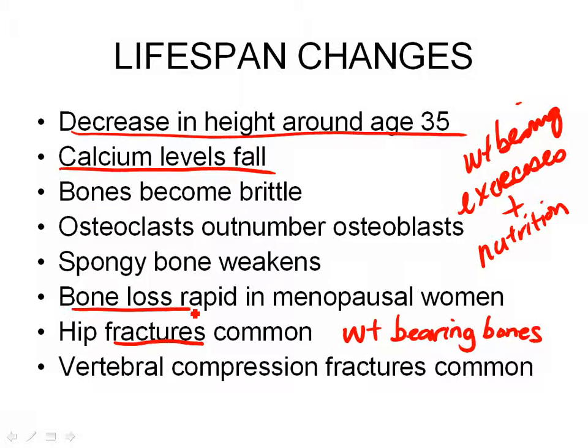If we're looking at the bone loss being more rapid in menopausal women, remember one of the problems is that they've got this huge decrease in the amount of estrogen as the ovaries stop producing estrogen. And then this is going to increase the loss of bone, or the loss of the deposition of calcium in the bones.